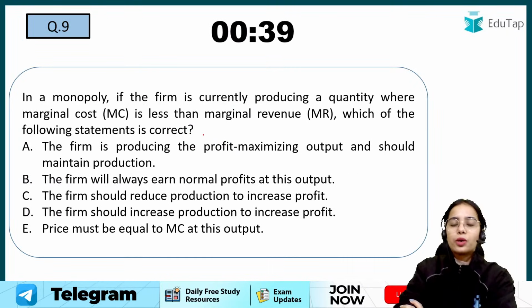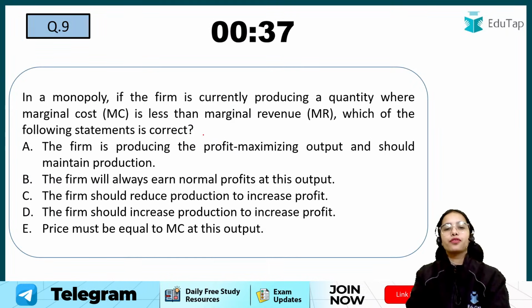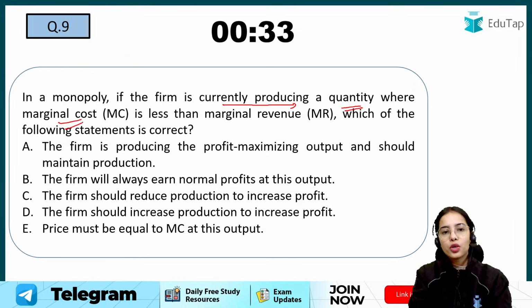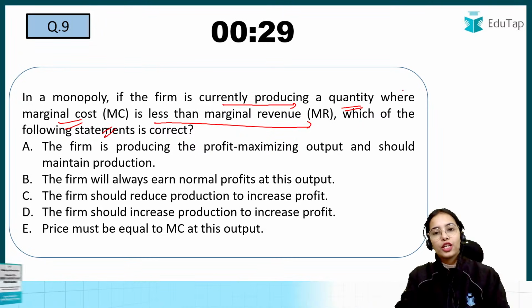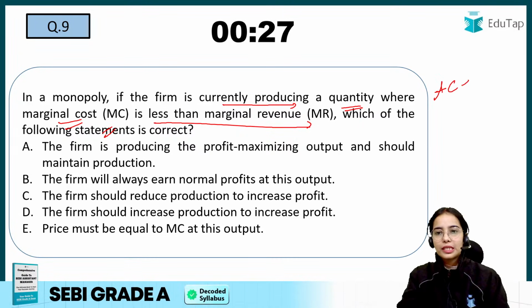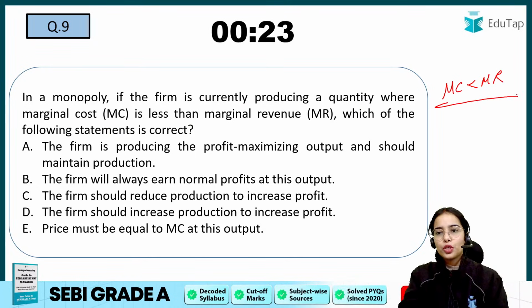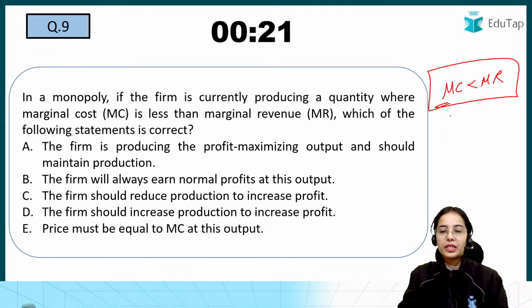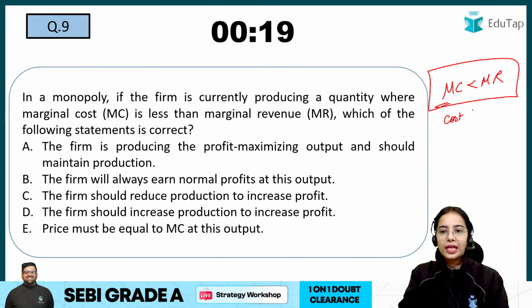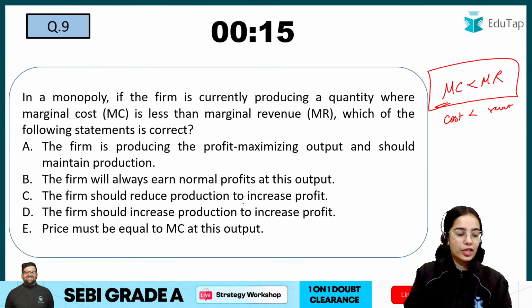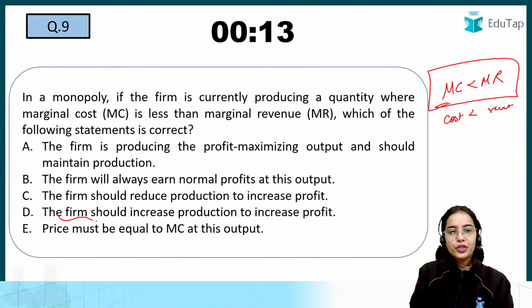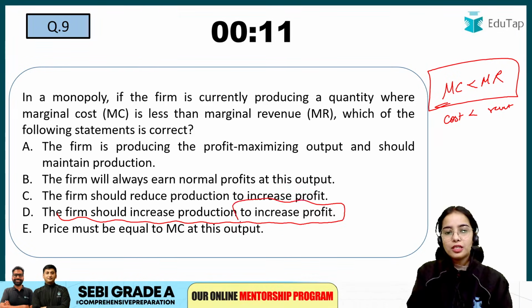Okay. Now coming to the next question. In a monopoly, if the firm is currently producing a quantity where marginal cost is less than marginal revenue, which of the following statements is correct? So basically, marginal cost is less than marginal revenue. What should happen? The additional cost is less than additional revenue, so there should be more production, right? The firm should increase production to increase profit.